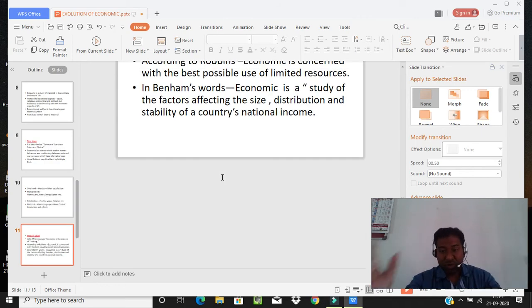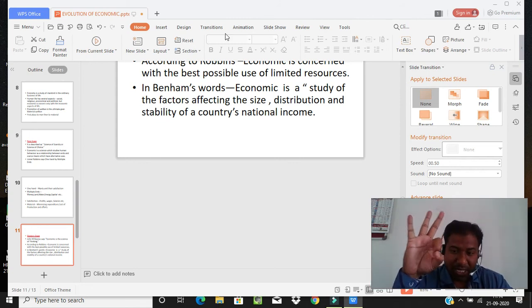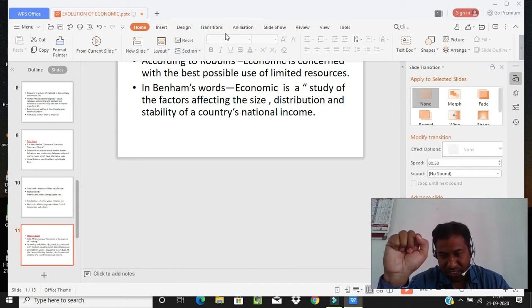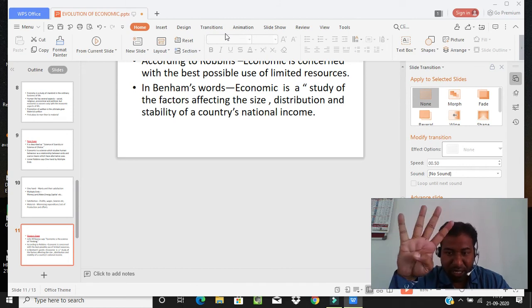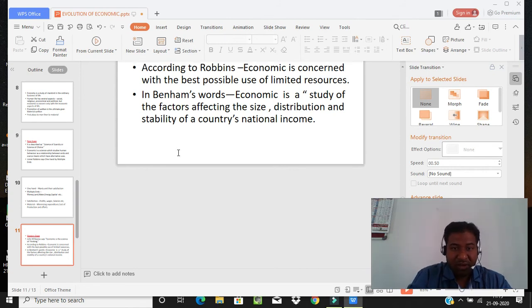That means the evolution of economics takes place in four stages. One is classical, neoclassical, new stage, and the modern stage. As we have discussed, four economists have given four important things as their focus.